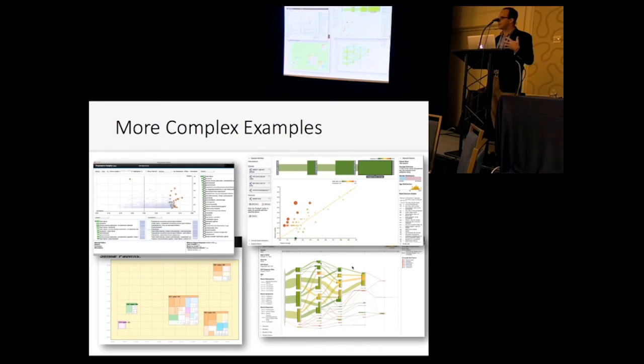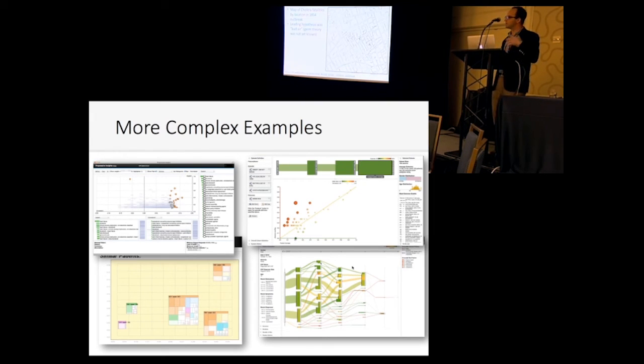Now from those basic building blocks of bars and lines and those kinds of things, which we'll talk about more, we can get to more complicated examples, such as these, which are all healthcare related. Now we have multiple views that are coordinated with each other, and we can really start to interact with the data and perform some complex analytical tasks. So with modern technology, we can do some really interesting things.